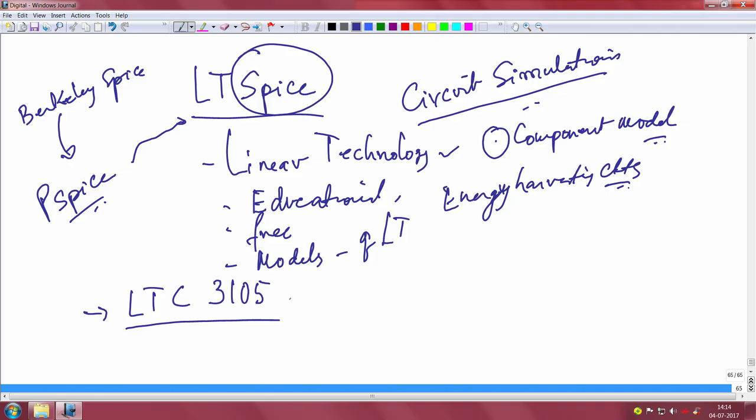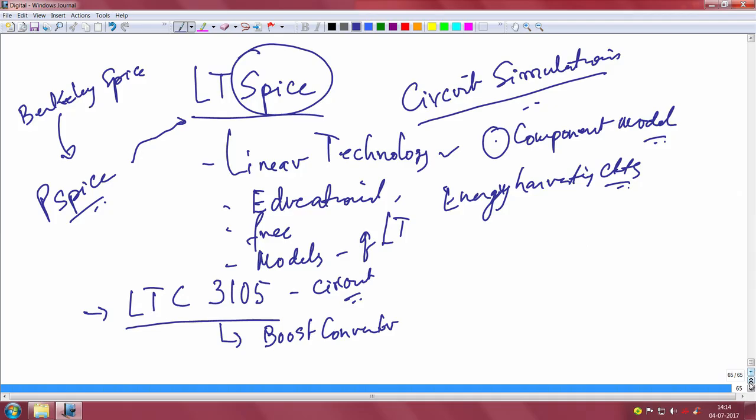LTC3105 is from Linear Technologies, and you should be able to build a circuit with this. When I say build a circuit, essentially populate the pins around the chip with several passive components. Remember, LTC3105 is a boost converter. Why do you need the boost converter?